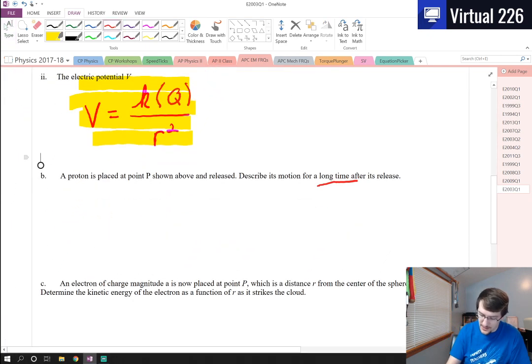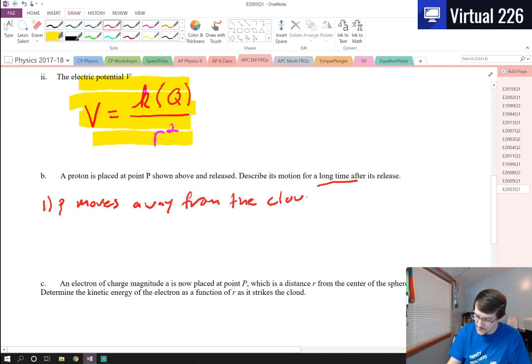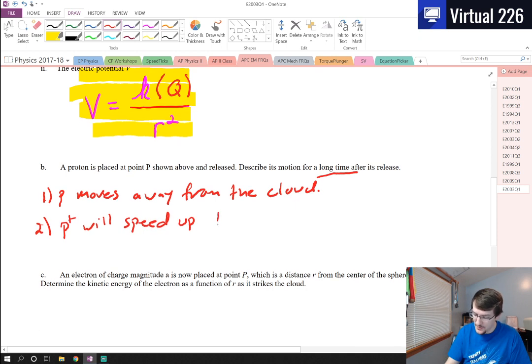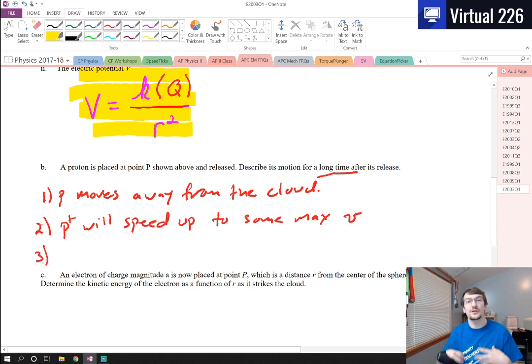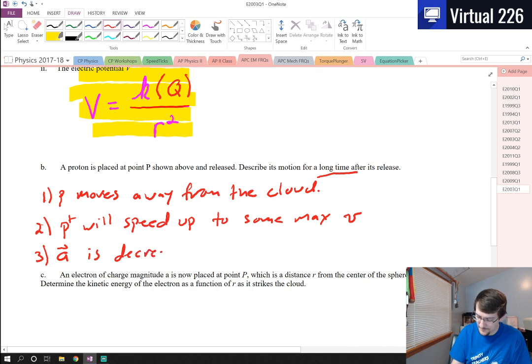So we can say that one thing that happens is the proton moves away from the cloud. The second thing that can happen is the proton will speed up. Its velocity will increase to some max velocity. And that's because our acceleration is decreasing. And those are the three things we can say about it there.